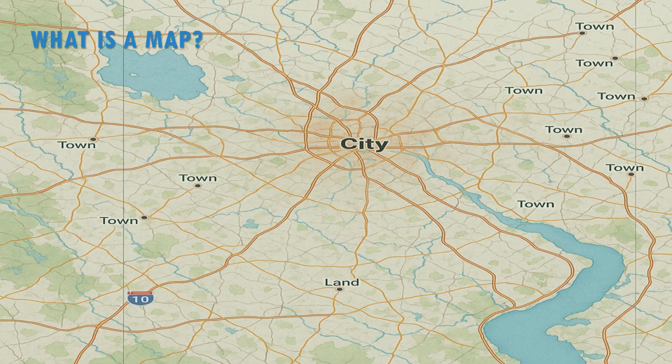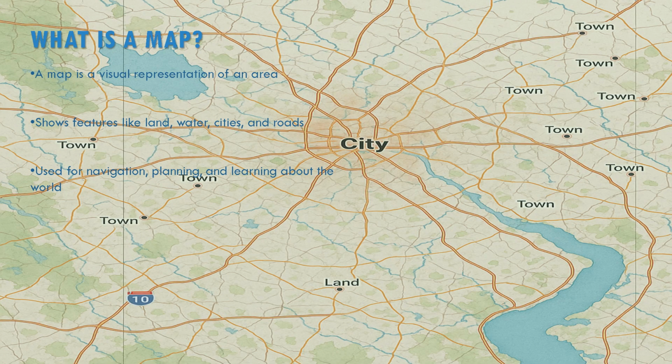What is a map? So, map is a visual representation of an area. Map also shows features like land, water, cities, and roads. Map are also used for navigation, planning, and learning about the world map. So, moving on.